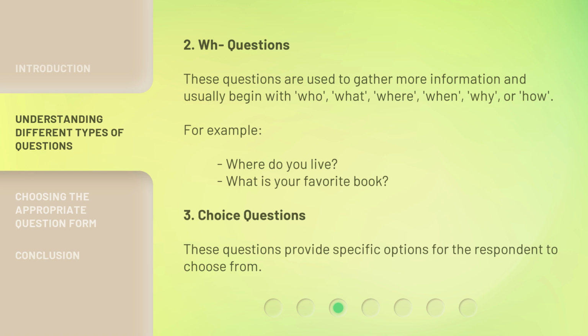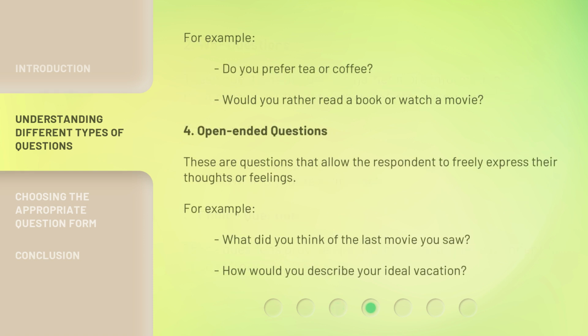3. Choice questions. These questions provide specific options for the respondent to choose from. For example, do you prefer tea or coffee? Would you rather read a book or watch a movie?